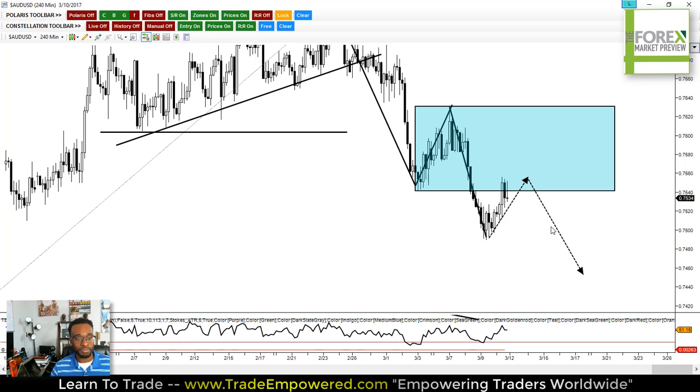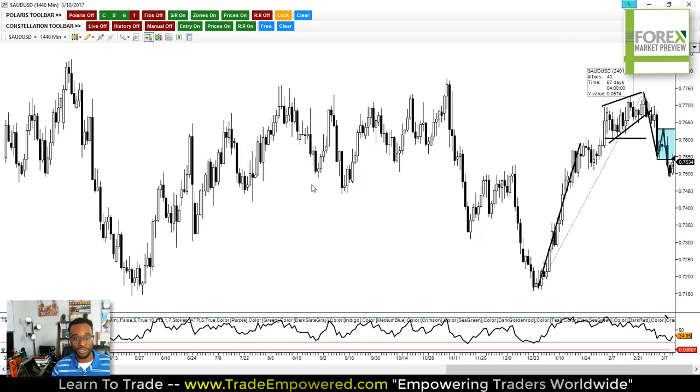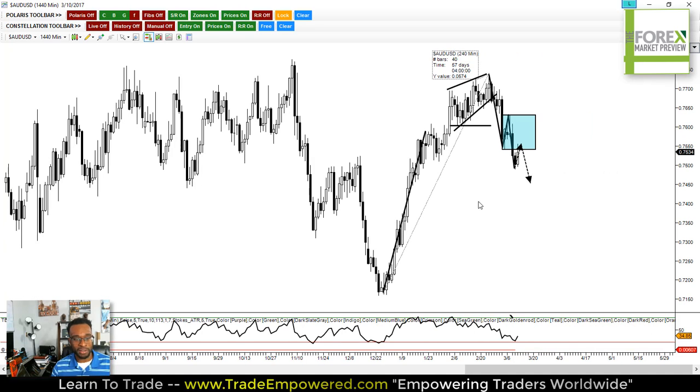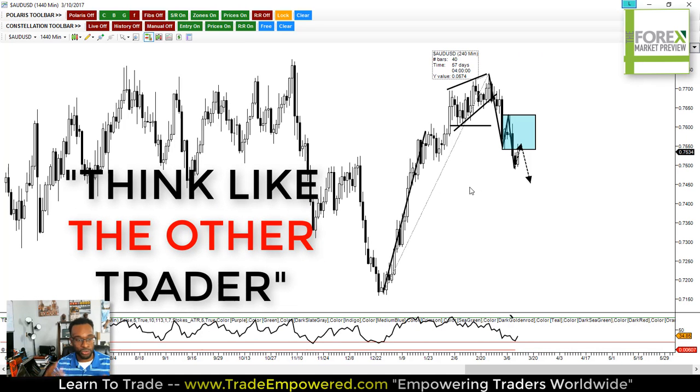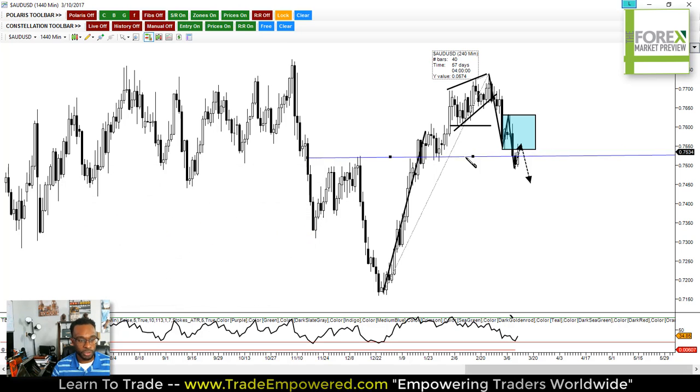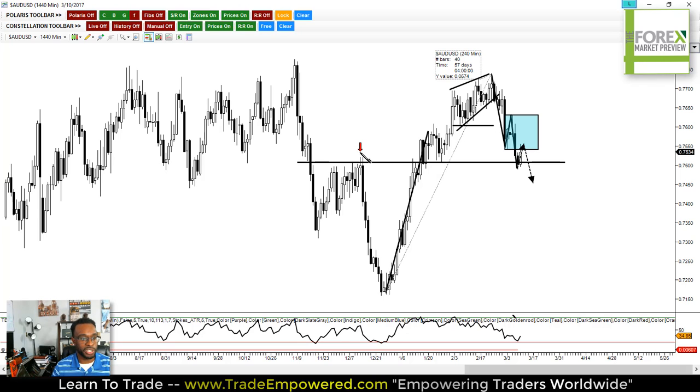Now the question is, if we are going to continue lower, where are we likely to go? That's when I want to go back up to the daily chart and think like the other trader. I want to look at previous structure and ask myself where the bulls would be interested in again. Now the first level was right here. We see this level, and this is where the market held and started reversing. We look at previous structure: resistance right there, resistance right here, resistance is broken, resistance becomes support.